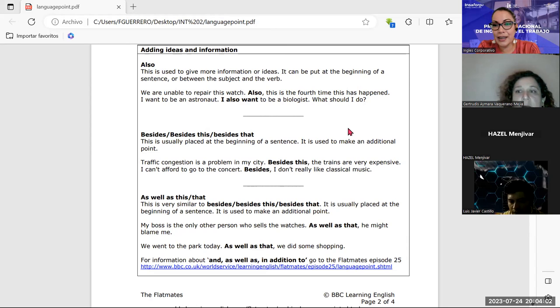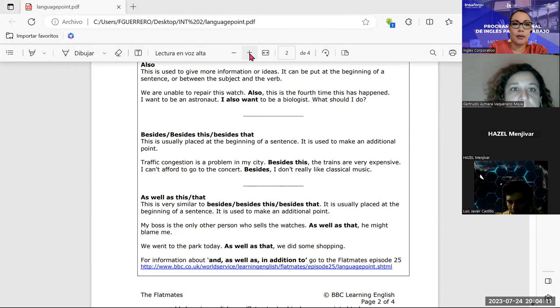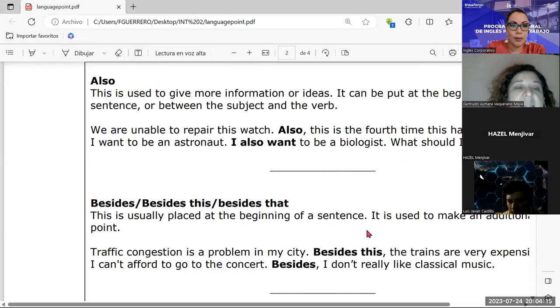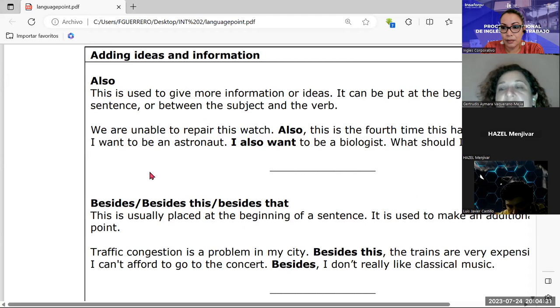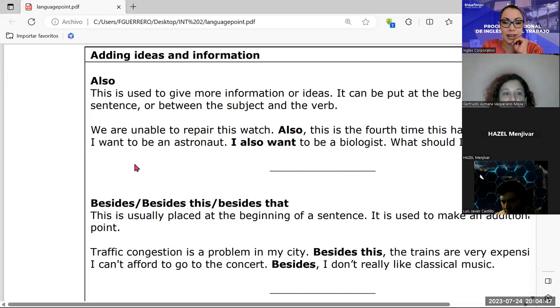Me, teacher. Thank you. Okay. Here, these are the two examples. We are unable to repair this watch. Also, this is the fourth time this has happened. I want to be an astronaut. I also want to be a biologist. What should I do? Excellent. Thank you so much, Aymara.